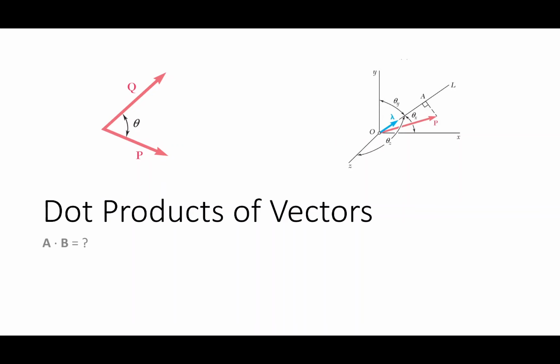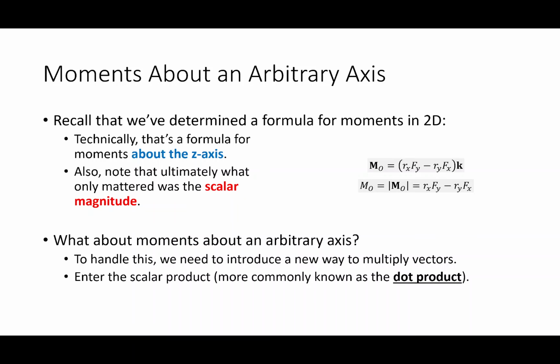Now, computing a dot product is really easy. So let's go through a couple things. Remember that we have a formula for moments. So right now I want to talk about the motivation. We have a formula for moments in 2D, right? Now, technically, a moment in 2D is a vector, right? So if I have a force vector and an r vector along the xy plane, and I do the cross product, I get a vector along the z-axis, right?